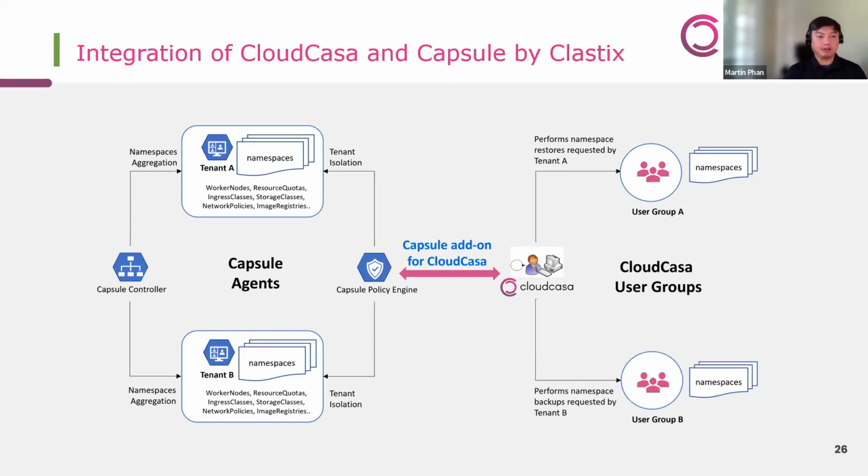So just a quick diagram here of the integration that we have. On the left-hand side is that same diagram that Dario had shown in his presentation with regards to how that Capsule policy engine is isolating the different tenants and namespaces that you have out there. And what occurs is there is an add-on module that you'll install into your Kubernetes cluster, the Capsule add-on component, and that component is going to communicate back with Cloud Casa the rules of the tenancy that were created by this Capsule policy engine.